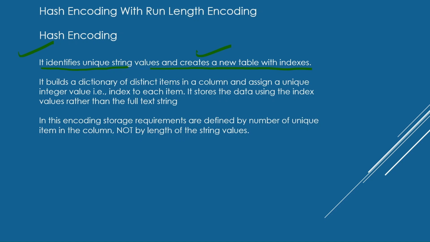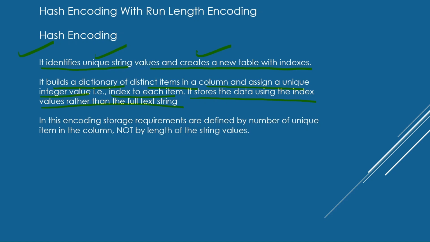One index will be assigned to one unique value present in the column. It builds a dictionary of distinct items in a column and assigns a unique integer value, the indexes we discussed above, to each item. It stores the data using the index rather than the full text string. So the new table gets created with the help of an index assigned to each unique value of the column and the row number.